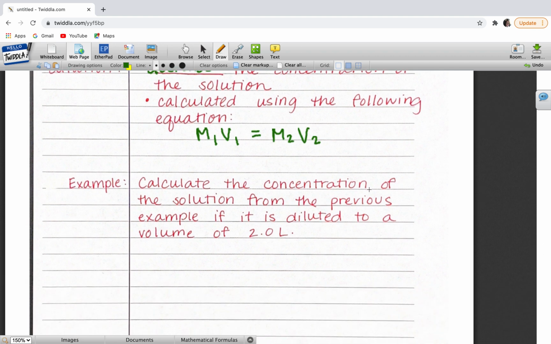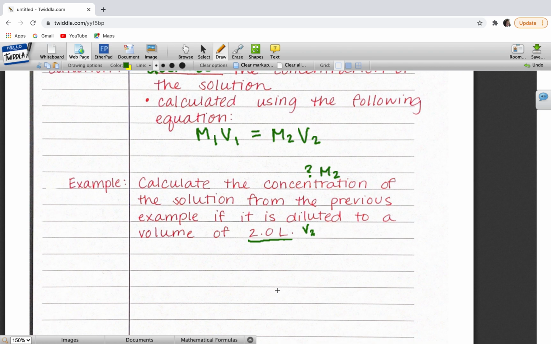So it says calculate the concentration of the solution from the previous example if it is diluted to a volume of 2 liters. Okay, great. So we need to calculate the concentration. So we're figuring it out after it's been diluted. So we're trying to figure out the molarity after it's been diluted, because remember, concentration is molarity. This is our new volume. So this is the final volume.